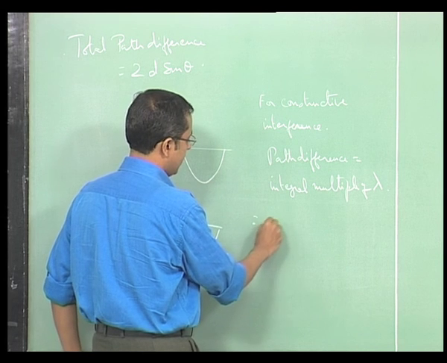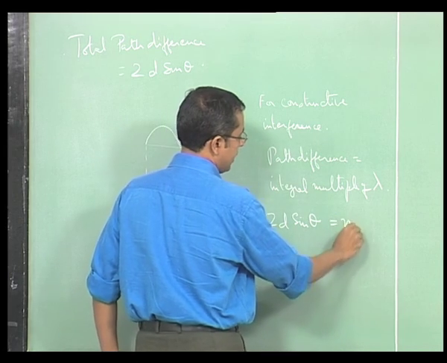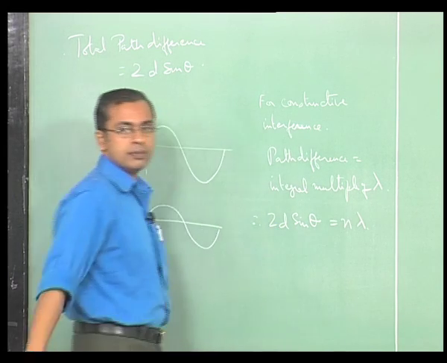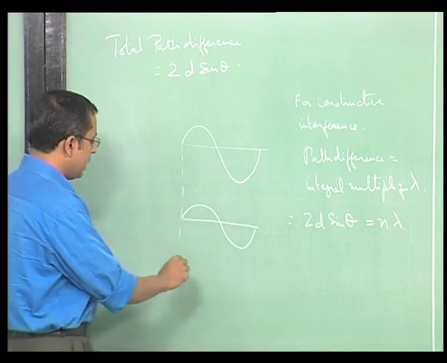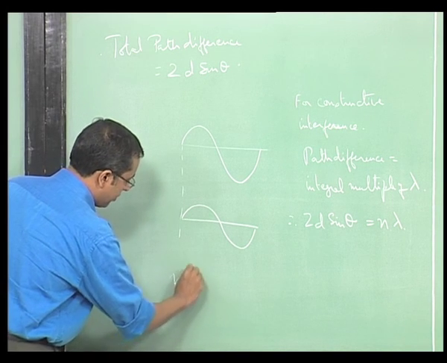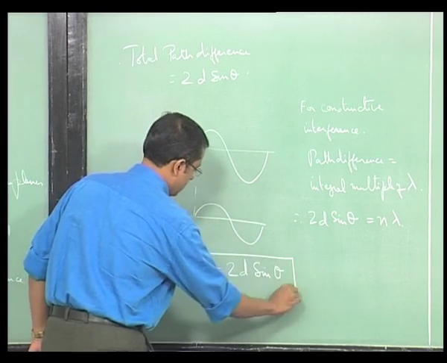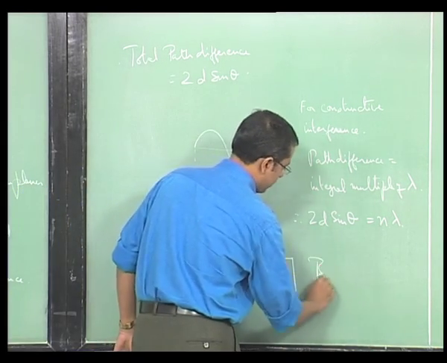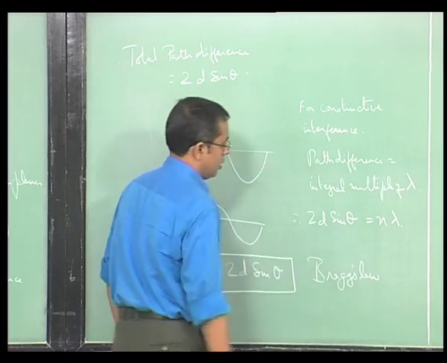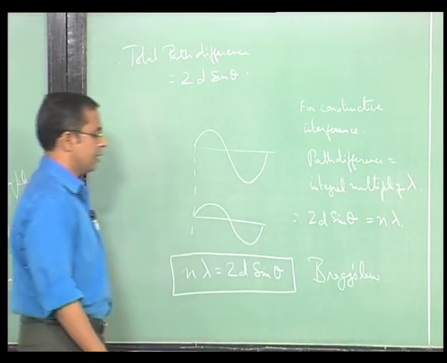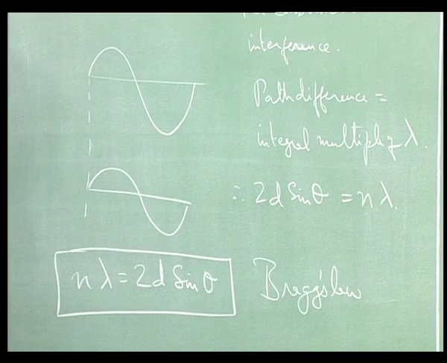Therefore, we say 2d sin theta, which is the total path difference, should equal some integer n times lambda. When this is true, constructive interference occurs. So we write it the other way, n lambda equals 2d sin theta. This is the Bragg law, attributed to Bragg. So n lambda is 2d sin theta. This is Bragg's law.